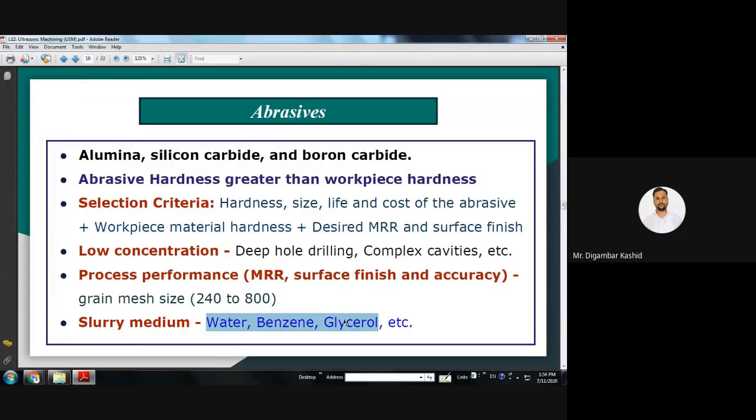So that it can reach the fine details, or the small cavities or complicated shapes, easily, water can reach up to that. If it has high viscosity, then it may not be able to reach the fine cavities or fine details on the component. And as we know, water gives the best result because of low viscosity. But the problem with water as a carrier is that it corrodes the workpiece.